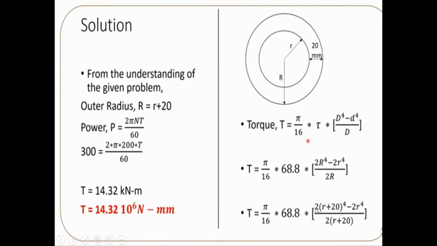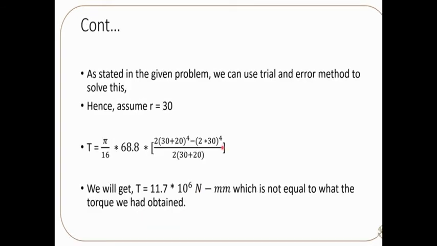So you can simply solve this formula. Pi by 16 into 68.8, and we have already mentioned that the capital R is equal to small r plus 20. You apply this equation in this formula. So (small r plus 20) whole power 4 minus (2 into small r) raised to 4, divided by 2 into (r plus 20). So you can simplify this formula. What will we get?